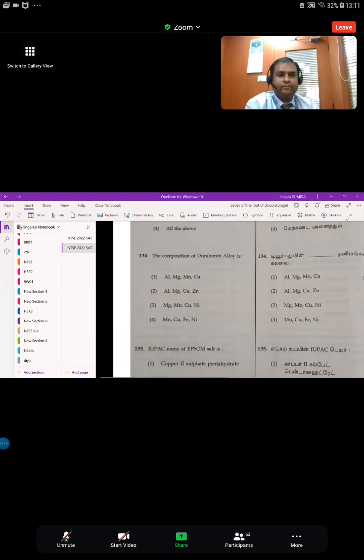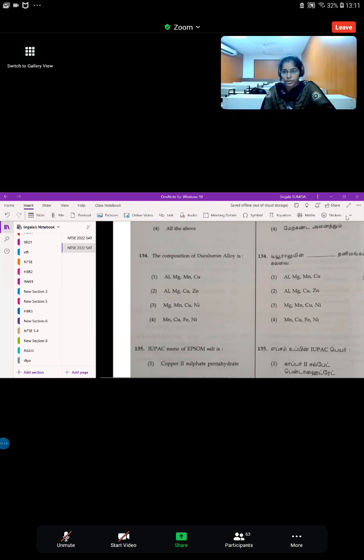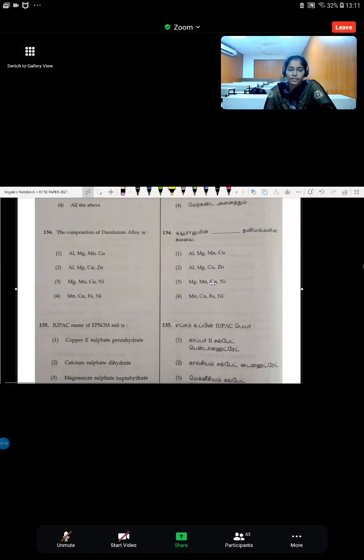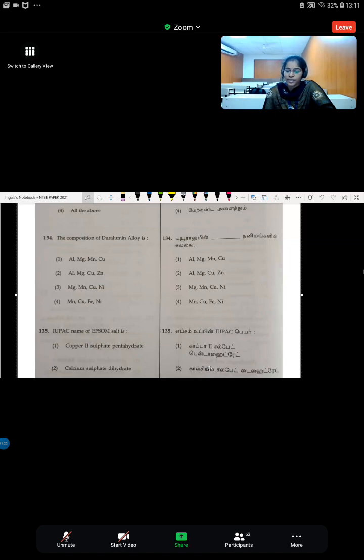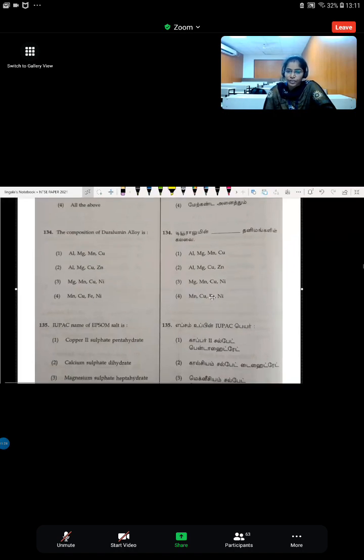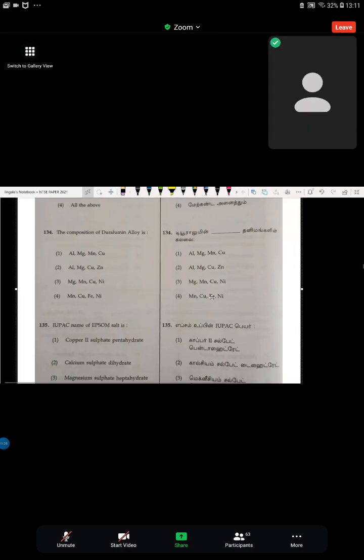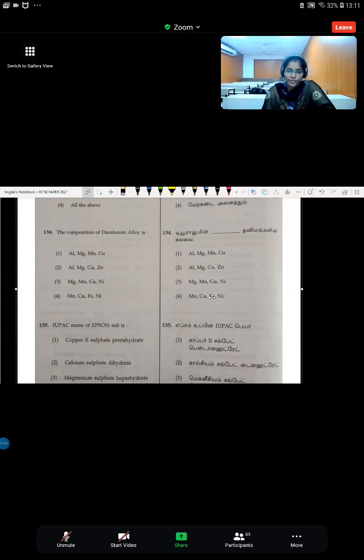Good afternoon, students. I'm here to discuss chemistry. So this time, the maximum number of chemistry questions are from the State Board only. Few questions are mixed, and some concepts which we learned the CBSE way have been mixed in as well.